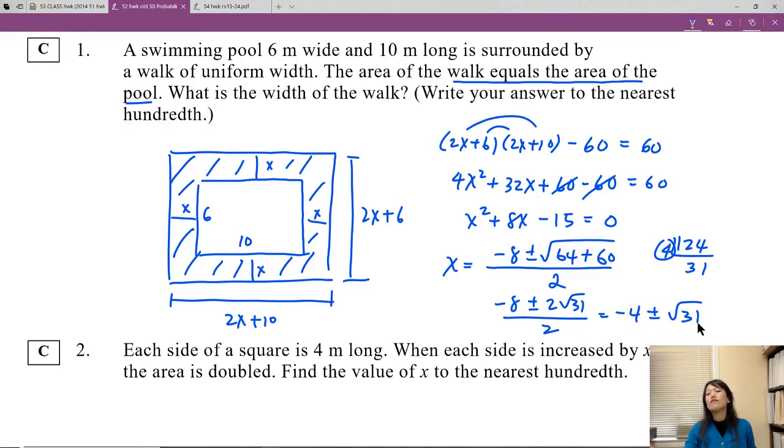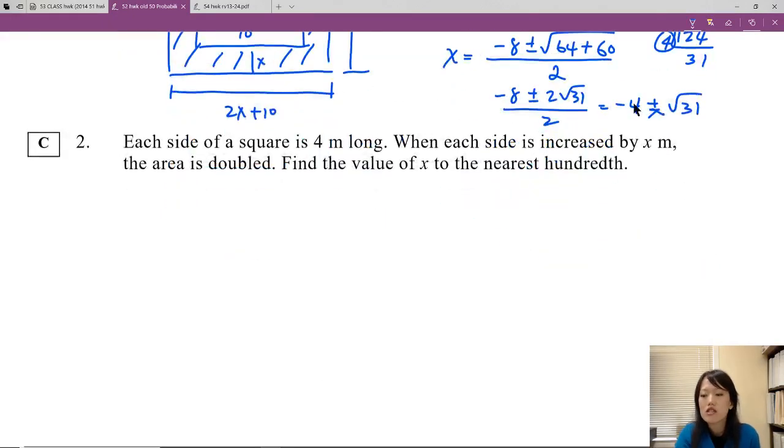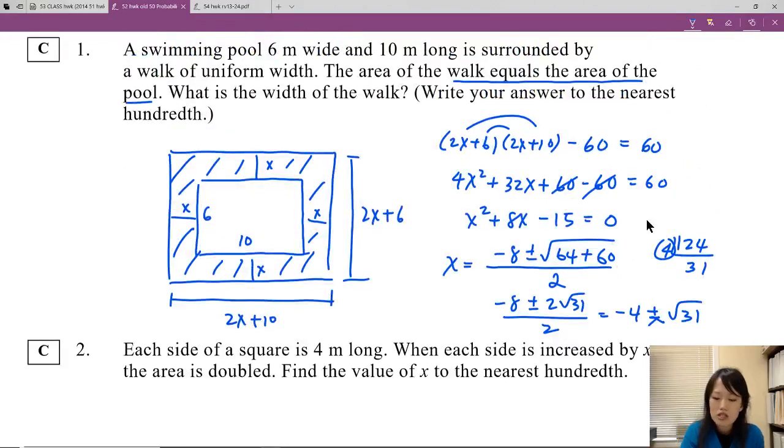Now you have to think to yourself, are both of them actually answers? Why is one not an answer? Negative 4 minus root 31 is a negative number. You can't have a negative walkway, so the negative one can't count. It's just going to be negative 4 plus root 31. Root 31 is bigger than 4, because root 16 is 4, right? So your answer is that. Write your answer to the nearest hundredth. If you use your calculator, you'll get 1.57. That's your width. It's negative 4 plus root 31.